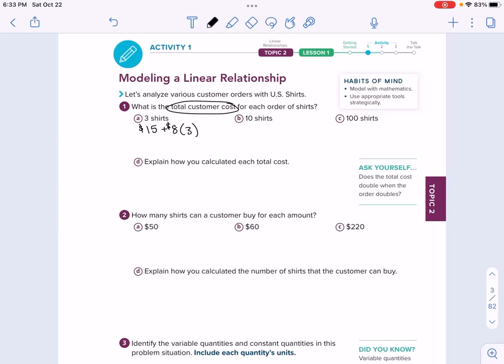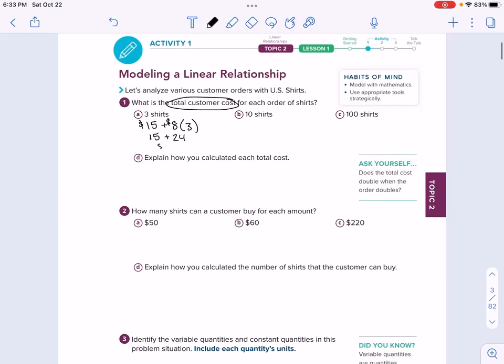Now this we will use order of operations. So we're going to first multiply and then add. I'll get rid of the dollar symbol here, at least to calculate. So 15 plus 8 times 3, which is 24. Now the total cost, we're going to add 15 and 24, and the final answer here is 39. Okay, I'm going to work out the second one, and I'll have you do the last one.